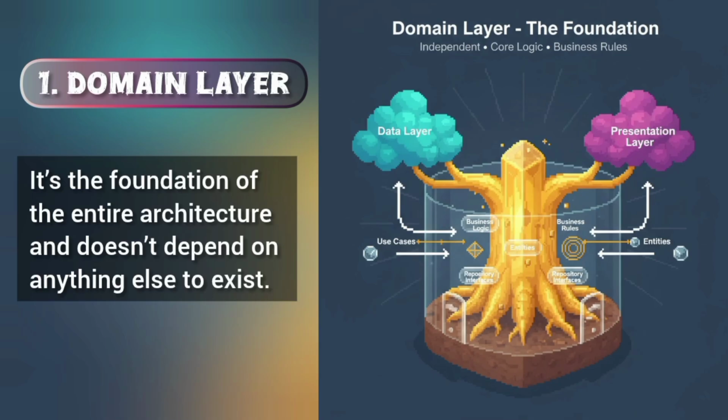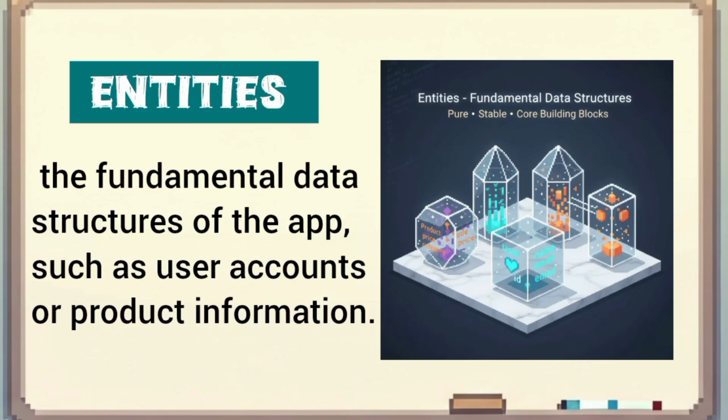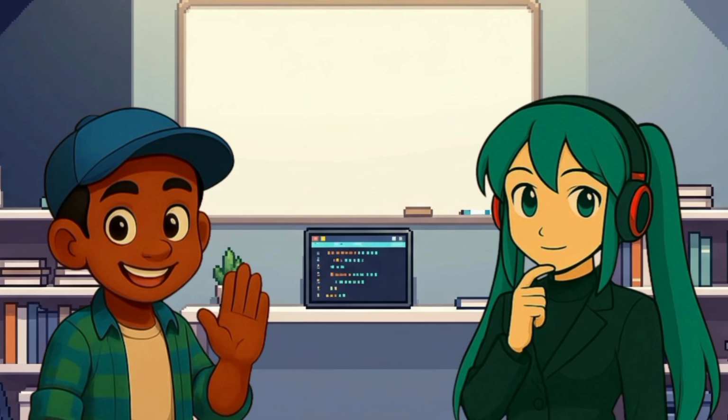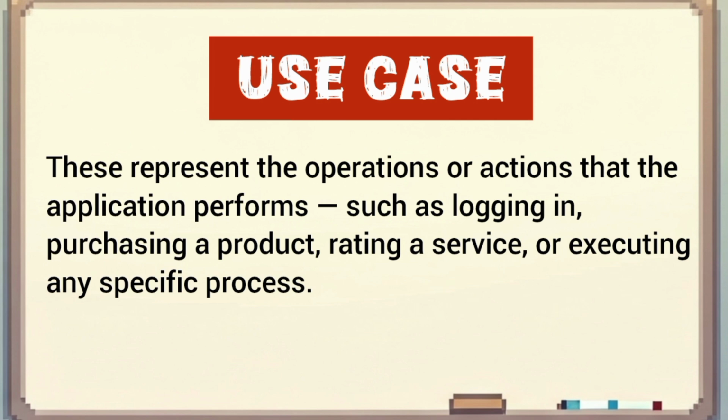The first one is the domain layer or core logic layer. It's the foundation of the entire architecture and doesn't depend on anything else to exist. It contains entities, the fundamental data structures of the app, such as user accounts or product information. The other part of the first layer is use cases. These represent the operations or actions that the application performs, such as logging in, purchasing a product, rating a service, or executing any specific process.